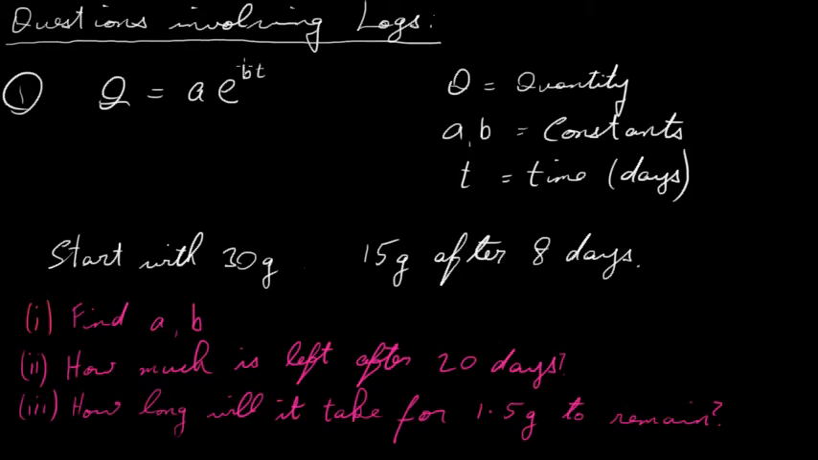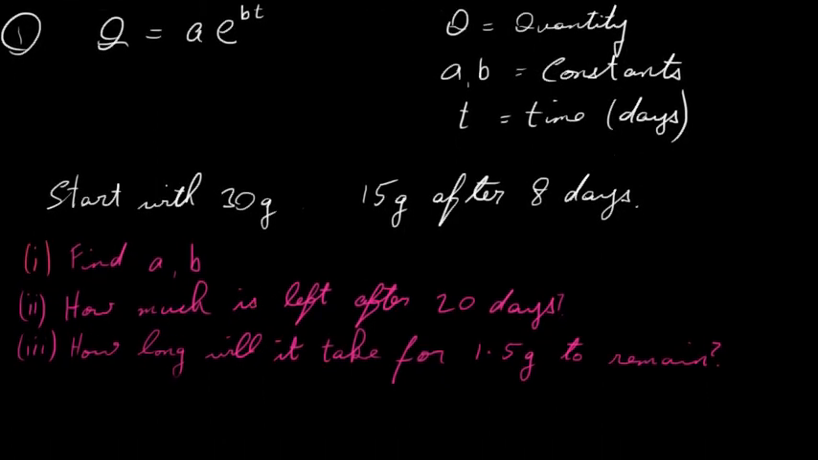This A here and this B here are both constants. We don't know what they are. They're going to vary depending on the material that you're using. But in this particular case, where we start with 30 grams and we only have 15 after 8 days, we can determine what A and B both are. So let's do that.